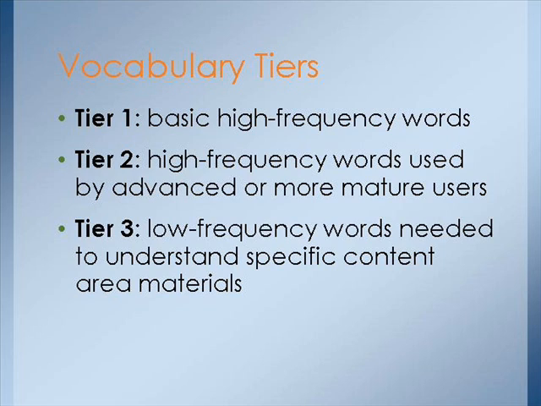Vocabulary words are also categorized according to 3 tiers. Tier 1 words are basic high-frequency and high-utility words that are commonly used in everyday language. Examples are friend, move, eat, and home. Tier 2 words are also high-frequency and high-utility words, but these words are more commonly used by advanced or mature language users. Examples are scalding, reprimand, clarify, and escapade. Tier 3 words are low-frequency words that are needed to understand specific content area material. Examples are nucleus, quadratic equation, and palette.